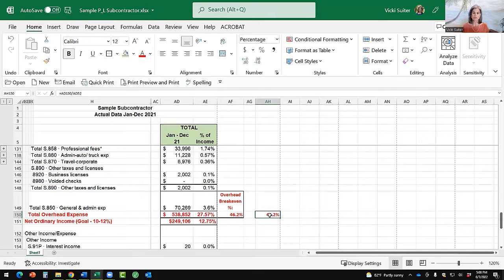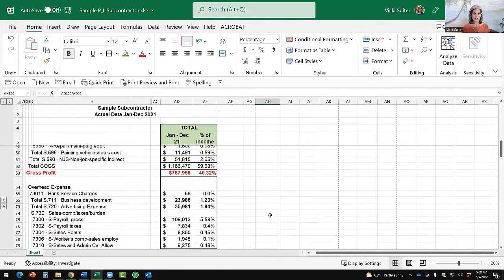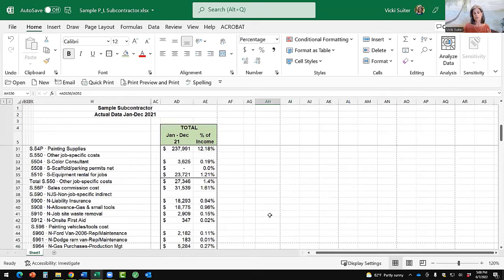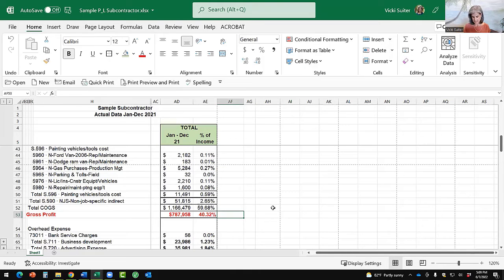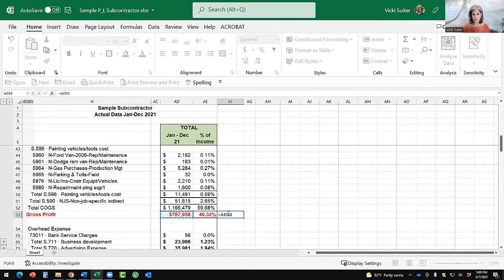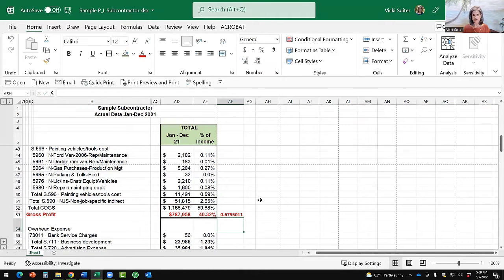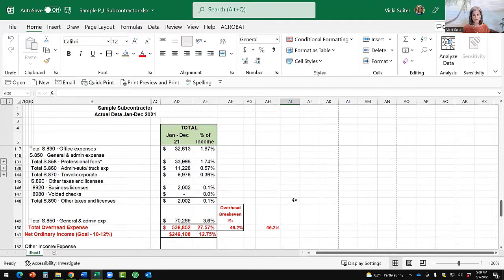And just like a general contractor, I recommend that you make sure that what's in your cost of goods sold is truly just the costs related to producing that work. And again, in this case, if I were to look at this subcontractor, what's their overall markup? I take their gross profit dollars, divide it by cost of goods sold. Their overall markup is 67.5%.